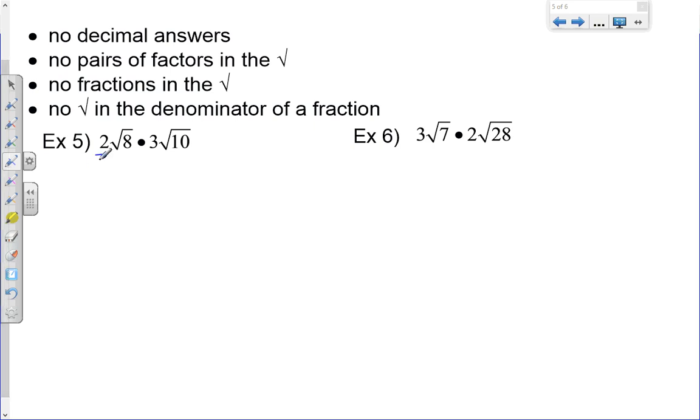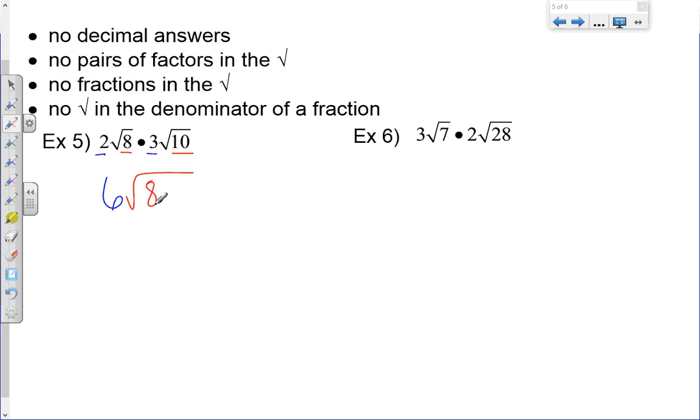So what is 2 times 3? 6. And then I'm going to take the numbers underneath the radical, and I'm going to multiply those together. What's 8 times 10? 80. Now, ladies and gentlemen, you've got a couple of options. You can call it 8 times 10 and call it 80. Or you can just leave it as 8 times 10.